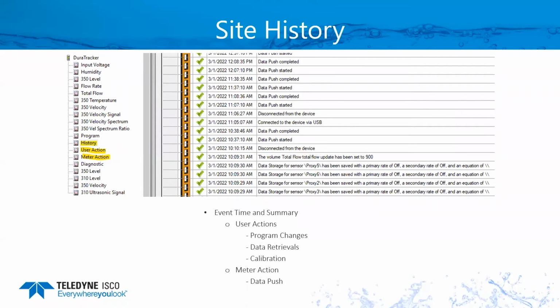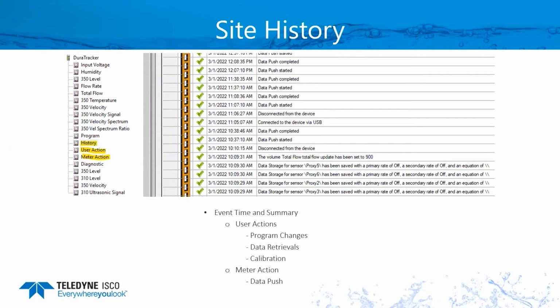Other improvements that we've made is that now you have site history. And what that is, the DuraTracker will show you any user action. So if somebody went in there and made program changes, if they went in and retrieved data, they calibrated level, it would report anytime somebody went in there.